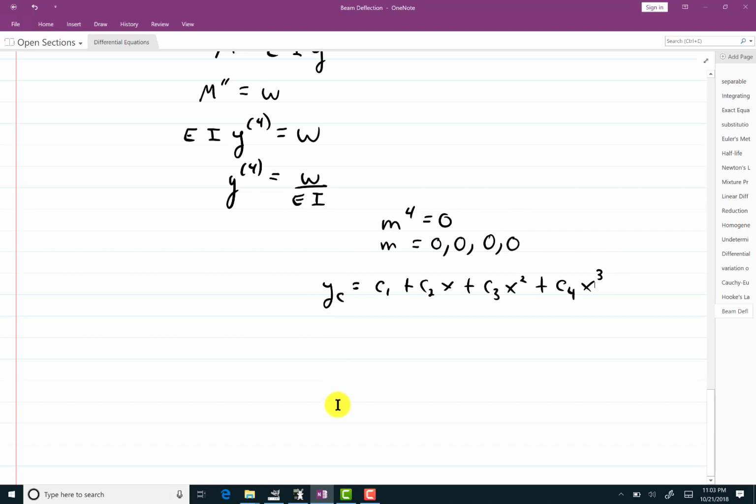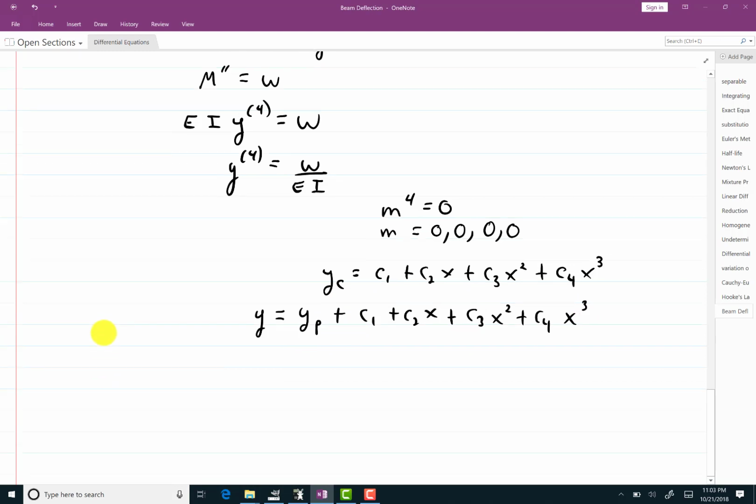And then our solution will simply be like this. y equals y sub p plus c1 plus c2x plus c3x squared plus c4x to the third. So figuring out y sub p is actually not that hard to do. And let's start with an example to explain how it works.